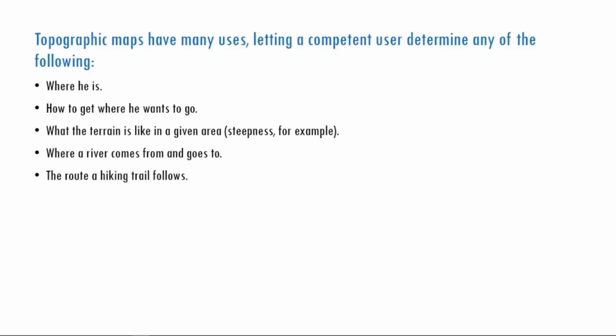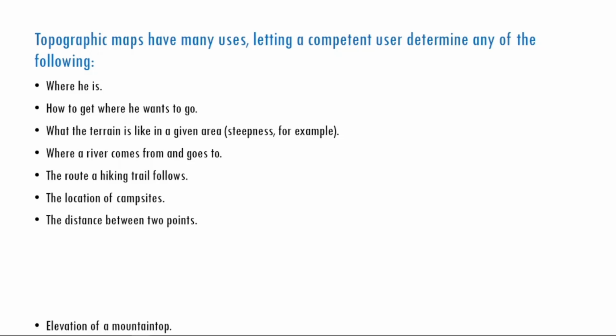The route a hiking trail follows. With a topographic map, you'll be able to navigate your way on a hiking trail. The location of campsites. We find our leaders sometimes getting things wrong, not knowing which campsite to take Pathfinders to, or how the campsite looks. A topographic map can also help you with that. The distance between 2 points. How far am I moving from point A to point B? How far is the distance?